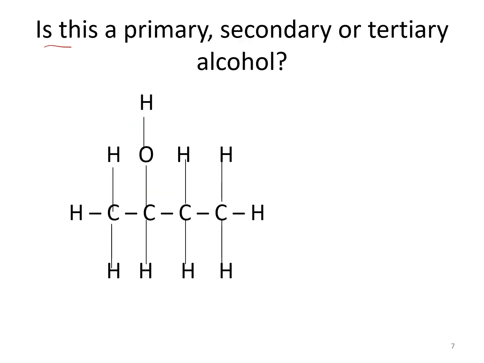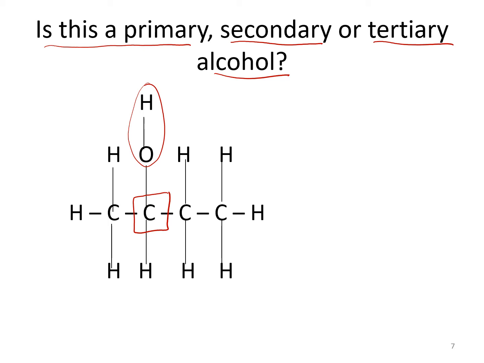Is this compound a primary, secondary, or tertiary alcohol? Again, first you find the carbon that's attached to my hydroxyl group. Then I look at that carbon and determine how many other carbons it is directly bonded to. Again, not the total carbons in my molecule, but what it's directly bonded to. This carbon is attached to 2 other carbons, a hydrogen and an oxygen. We're only looking at the carbon. So it's attached to 2 other carbons, therefore this must be a secondary alcohol.